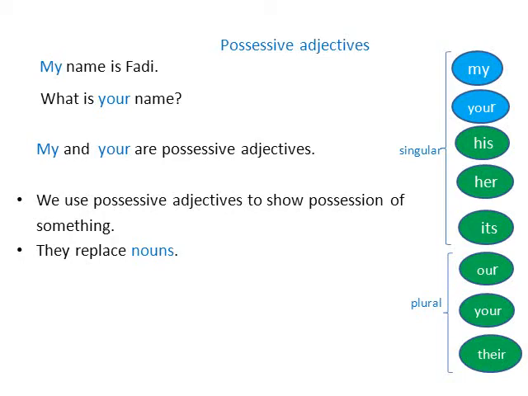We use possessive adjectives to show possession of something. They replace nouns. There are 8 pronouns: my, your, his, her, its, our, your, and their. My, your, his, and her are singular possessive adjectives. Our, your, and their are plural possessive adjectives.